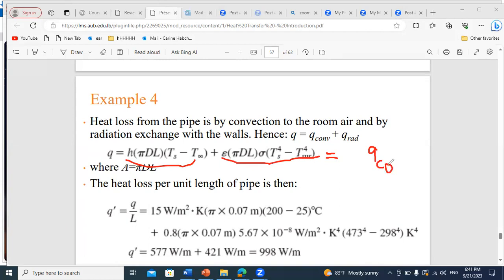And since they ask for the conduction per unit length, all we have to do is to divide this term by L. When we divide this term by L, we should also divide Q out by L. So L will cancel out, and then we will be able to calculate the heat loss per unit length of pipe, and this heat loss will be equal to the conduction per unit length at the surface.